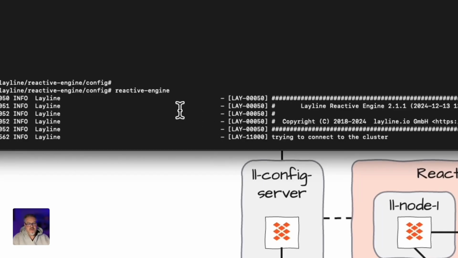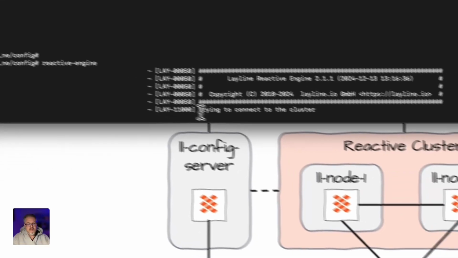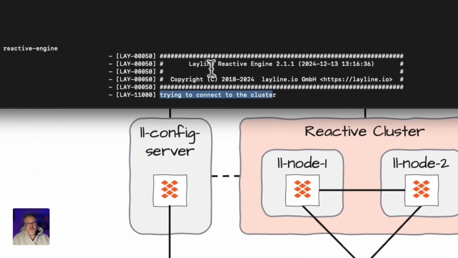What happens now is it says I'm trying to connect to the cluster. Because we set it up so that a minimum of 2 nodes is required for the cluster, this node is waiting to discover, or trying to discover, another node. Once it discovers another node, both of them together will form the reactive cluster.